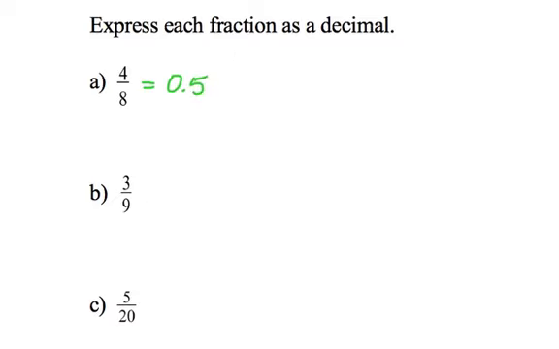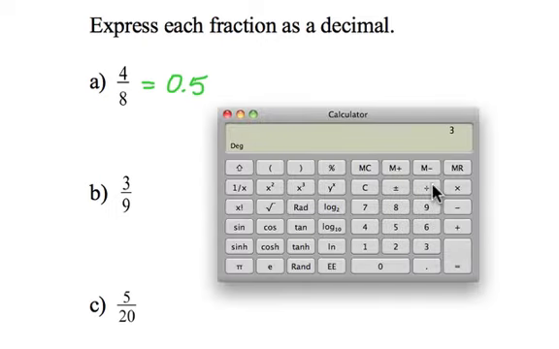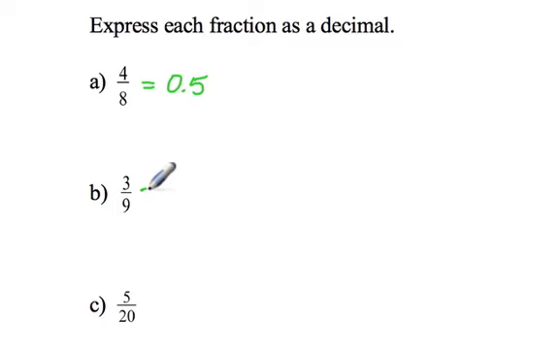For question B, we would have to divide 3 by 9. 3 divided by 9 equals 0.3, where 3 repeats itself. So the way we would write it down is 0.3 with a little line on top. That indicates that it means 0.33333 and so forth.